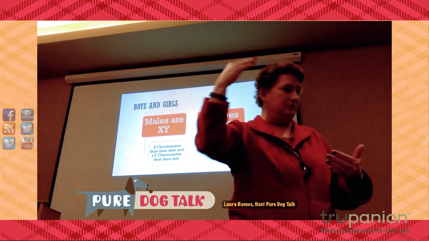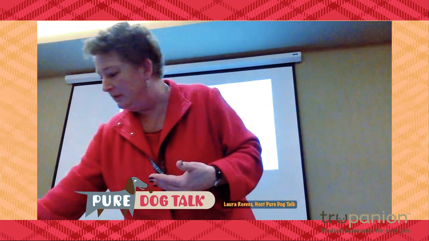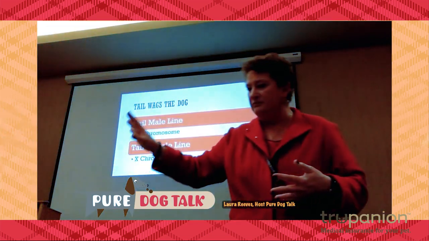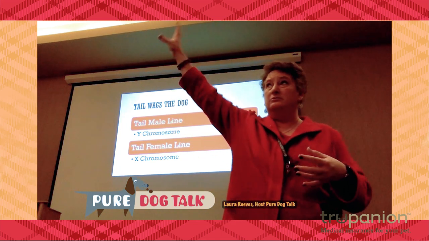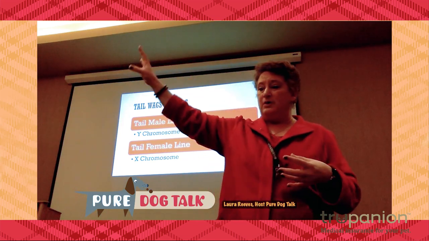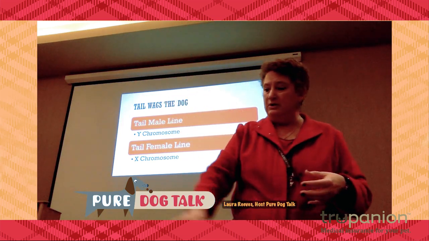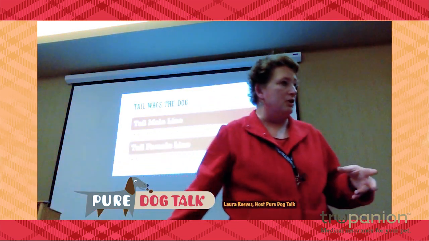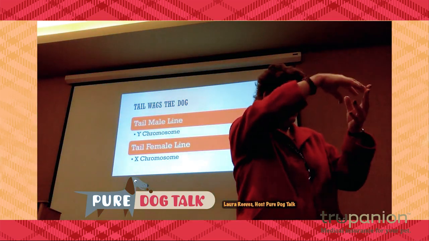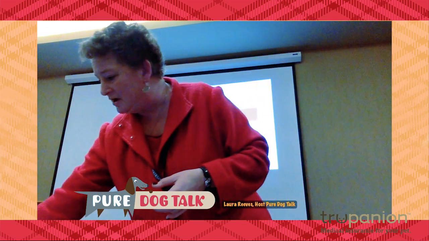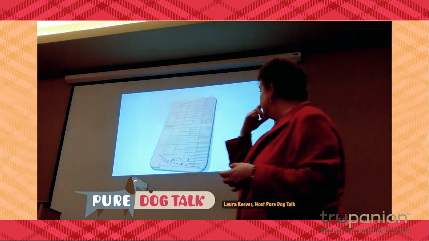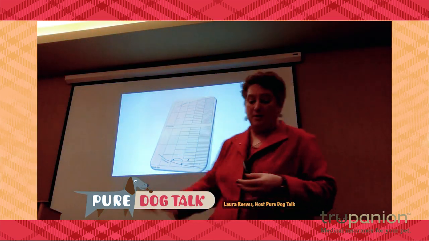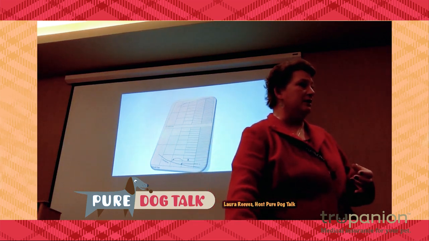Okay, do the math in your head, right? Math isn't my forte, but I'm saying. The tail male line, coming down from the sire, that's where your Y chromosome is coming from. Tail female line, the X chromosome, coming up from the bottom. Okay? So this is a really important slide, and I'm not sure that this is going to come up, but if you guys want to look at this book later, I can let you take a look at it.